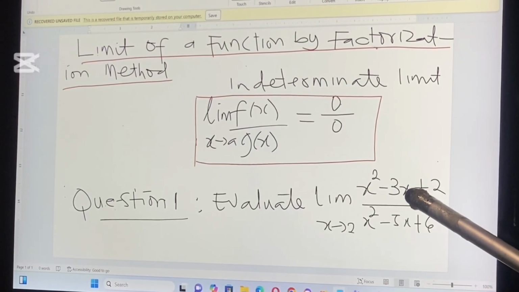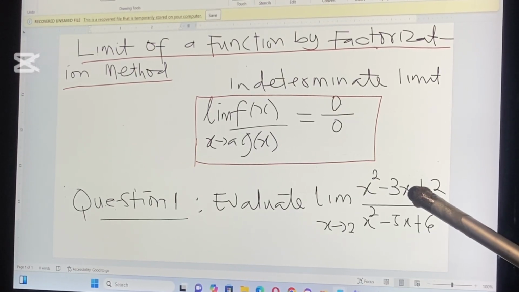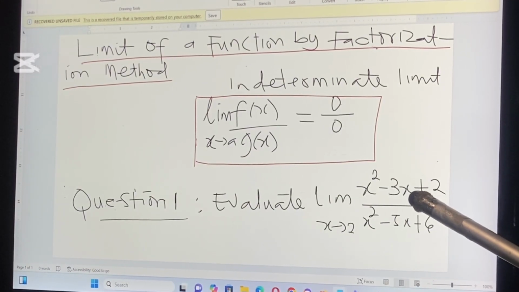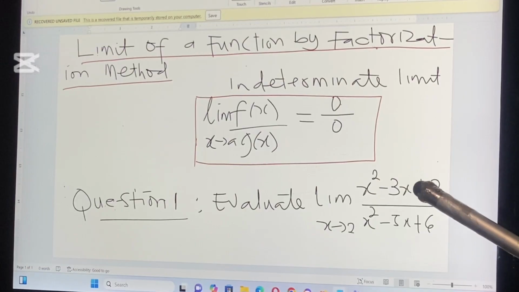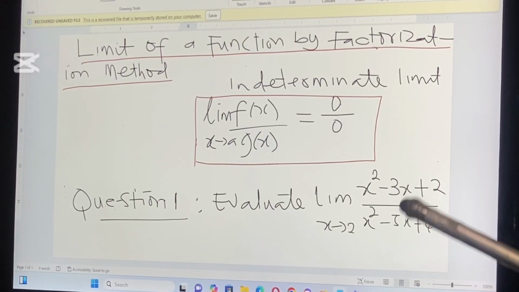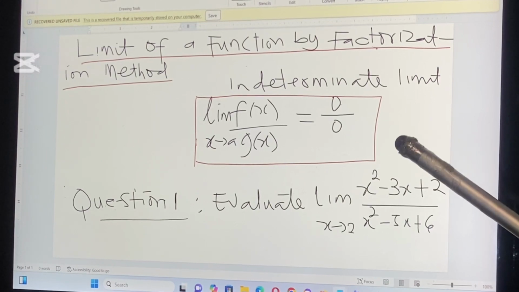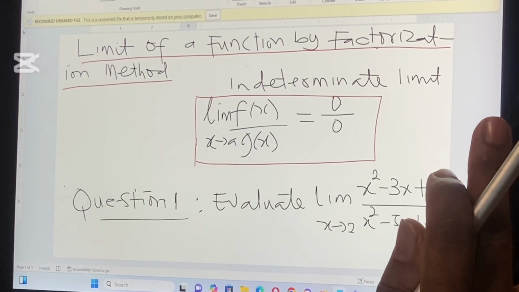Now, the first thing to do whenever a limit tends to a particular number, the first method to use is the direct substitution method. Please take notes. So let's use direct substitution to know the value of this limit. But please don't forget, if the limit gives us 0 at numerator and 0 at denominator, that means we apply the factorization method. Let's replace the value of s here.